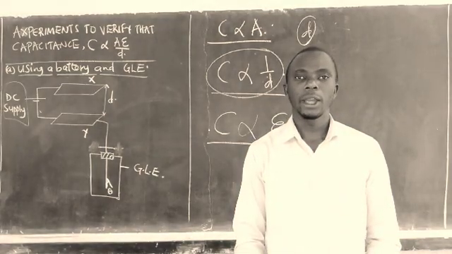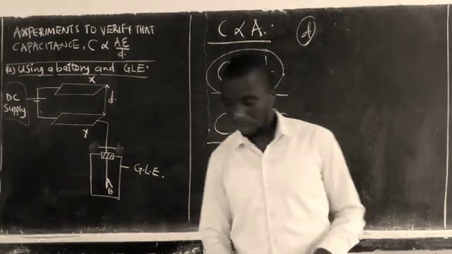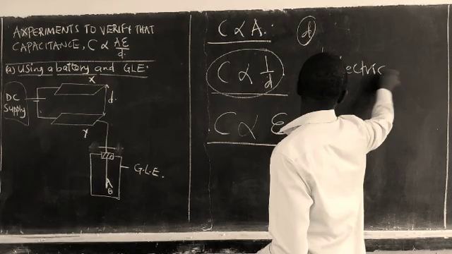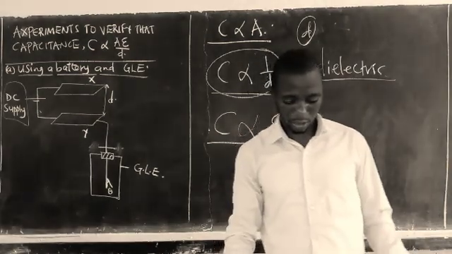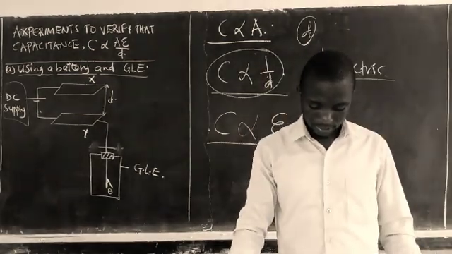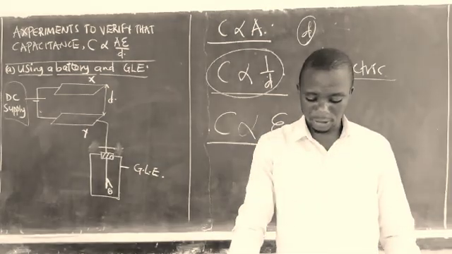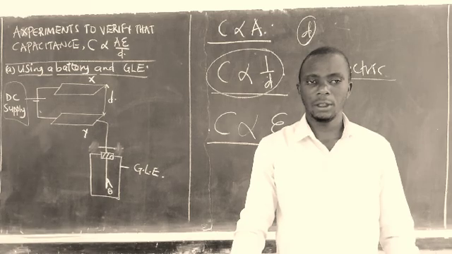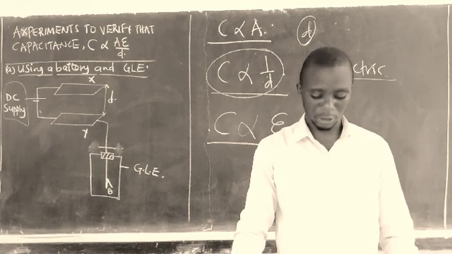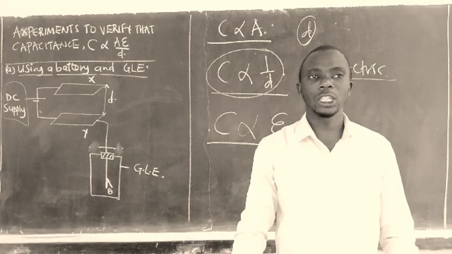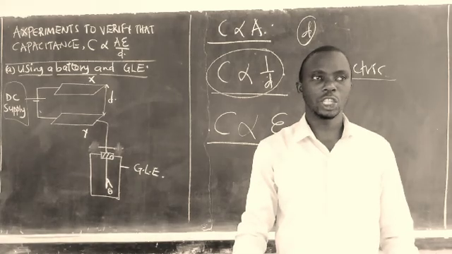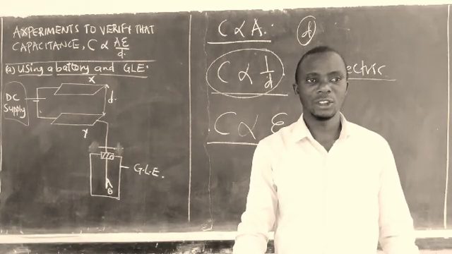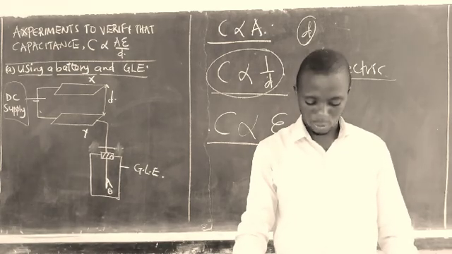So, you write: a dielectric is inserted between the capacitor plates, and the deflection of the gold leaf theta 2 is noted.